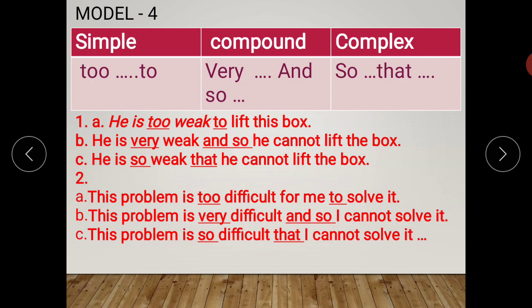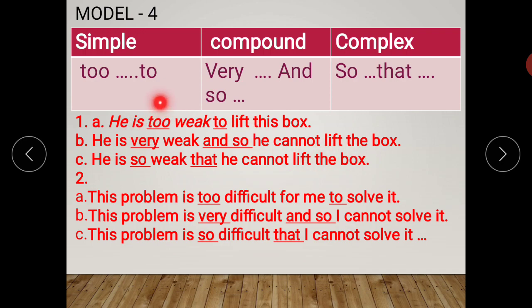So how do we change that into a compound sentence? We have to change this "too" into "very", and this "to" into "and so". He is, instead of too, very. He is very weak. Then it is a phrase, so what should I do? I have to use "and so", because in a compound sentence "and so" is the coordinating conjunction. And so, who cannot lift that box? What is the subject? He. So we are taking he, we are adding cannot, for lift, we are using cannot lift.